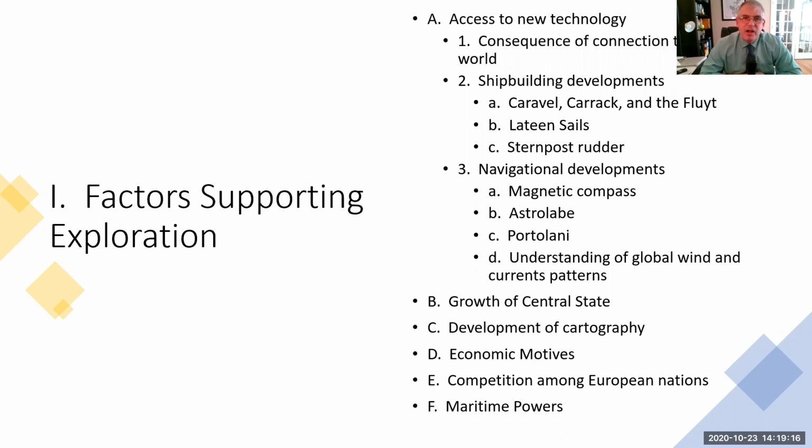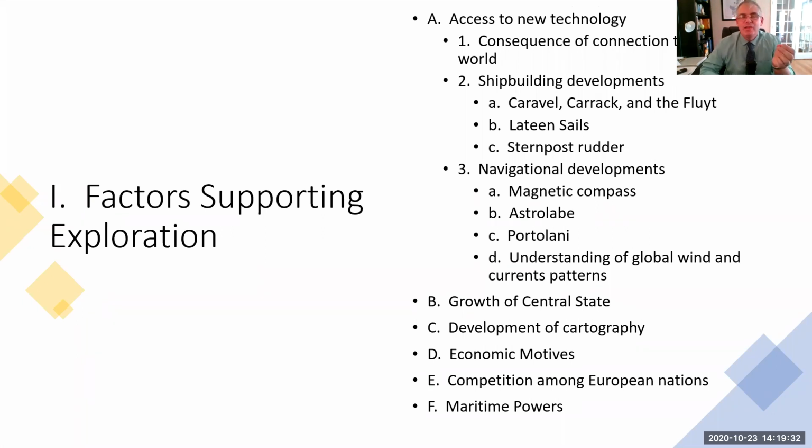C, development of cartography. Cartography is basically map making. And the basic idea is that European map making became much better. And when you have accurate maps of the world, you're able to navigate the world much more effectively.